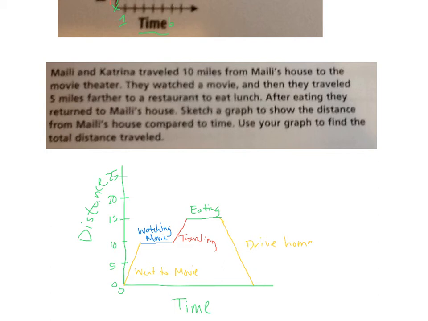So we also want to find the total distance traveled. Well, we know they traveled 10 miles to the movie theater. We know they traveled 5 miles farther to the restaurant, which gives us 15 total miles of going places, and then they had to go home. If it was 15 miles between the movie theater and the restaurant, it's going to be 15 miles home. So we have to add 15 to that, and we get 30 miles total that they traveled.